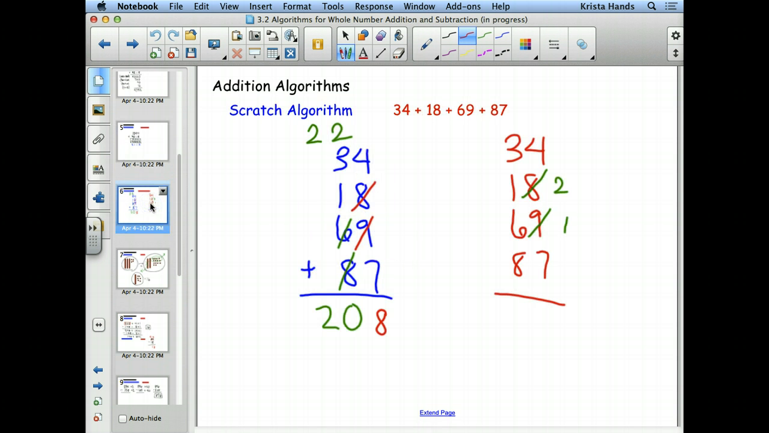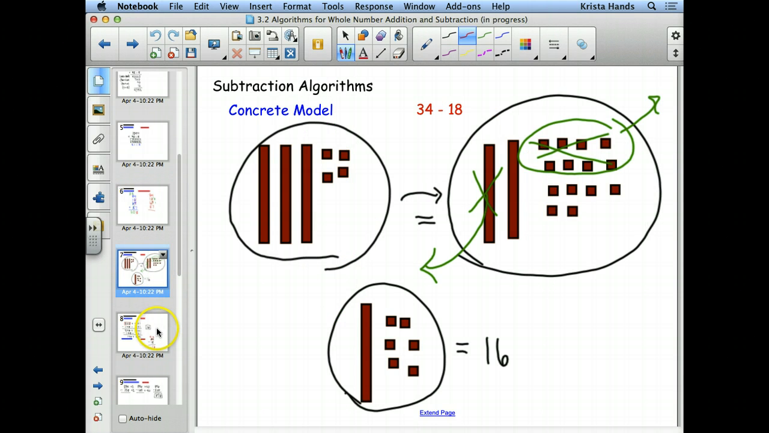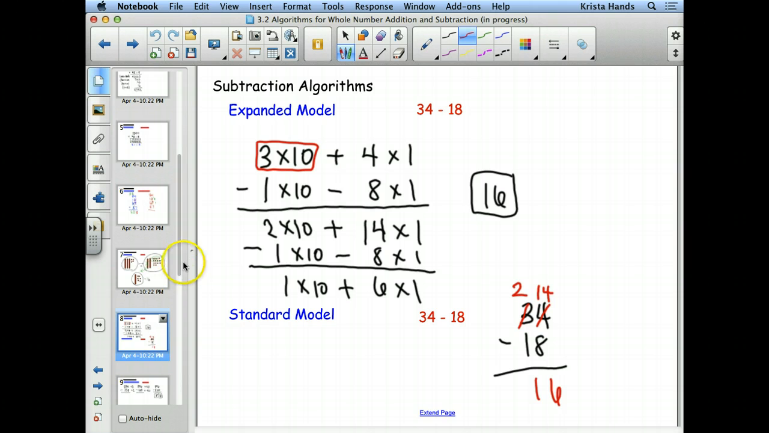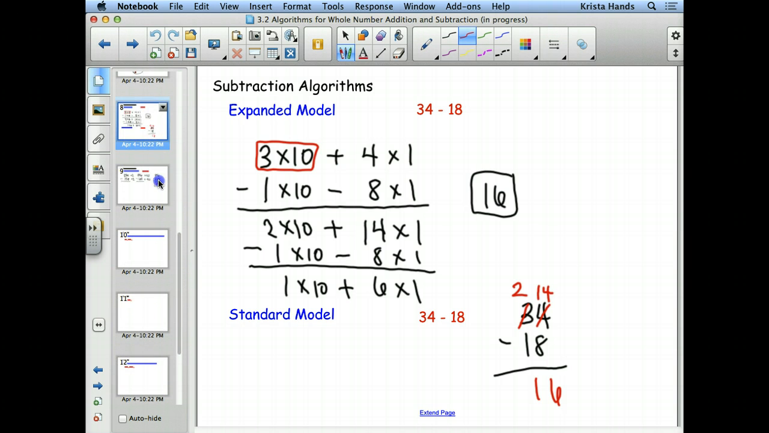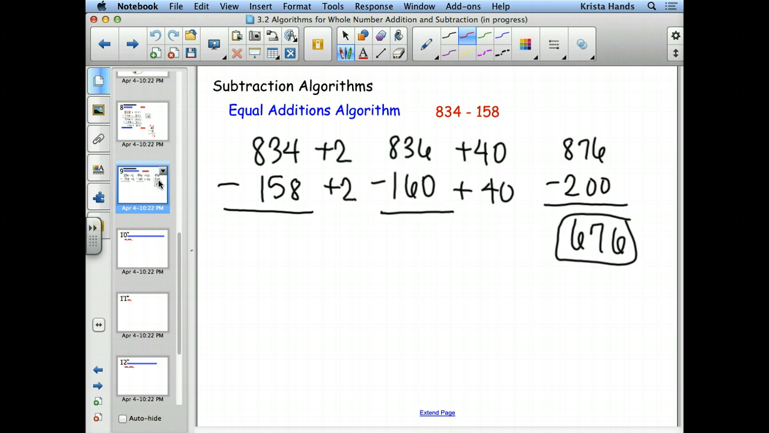And then we had scratch algorithm, and can you tell me, when do we use scratch algorithm, or when is it useful? We have lots of numbers to add together, and by lots of numbers we don't mean numbers that are large, right? We mean several items that we're adding together. So you're thinking the items in the basket at Walmart when you're going through or something like that, a bunch of items together. And then we did the subtraction algorithms. We did the concrete, expanded, and standard, and those are all pretty much the same thing as they were for addition. They're modeled in very much the same way. And we had this equal additions, and this is where we left off.